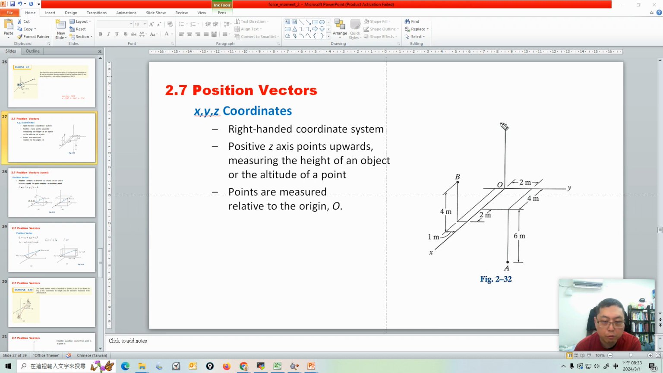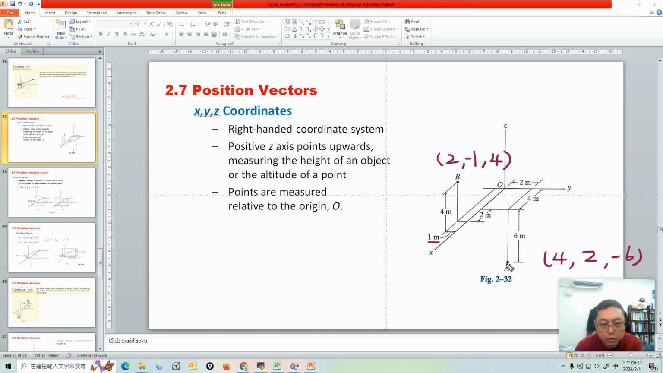When you want to describe a point in 3D space, we use three numbers: the x coordinate, y coordinate, and z coordinate, that is, the x component, y component, and z component. For this example, the position of A is x equal to 4, y equal to 2, and z equal to -6. For B, x is 2, y is -1, and z is 4.